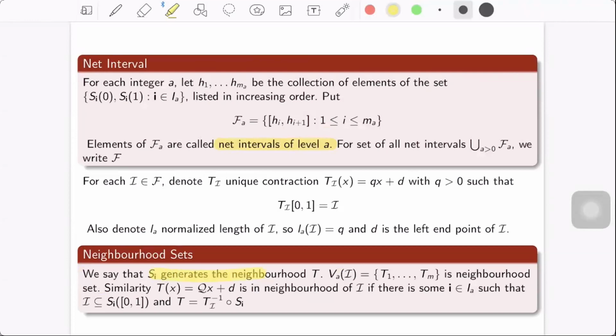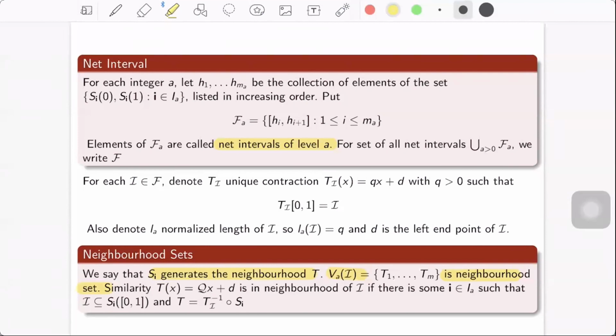Next, we go to the definition of net interval. For each integer a, let H_1 to H_m_a be the collection of elements of the set S_i of 0 and S_i of 1 in increasing order. So this is actually just a collection of smaller intervals inside the [0, 1] interval. We name these small intervals elements of F_a, and we call them net intervals of level a. And we take the union of all these intervals and write it as F.